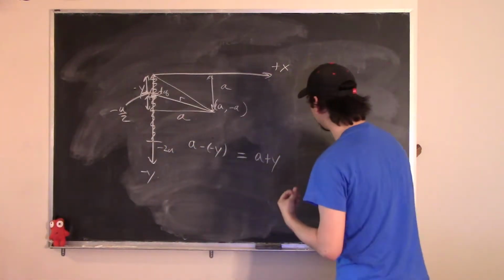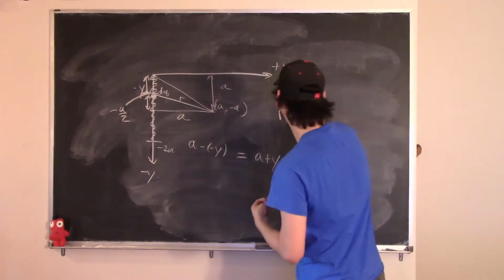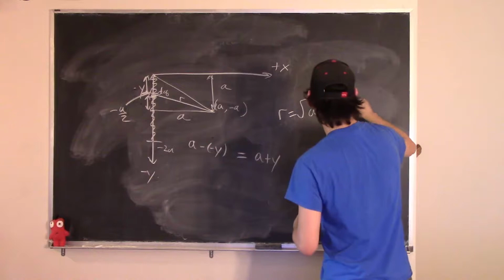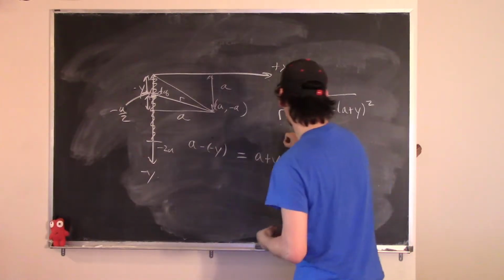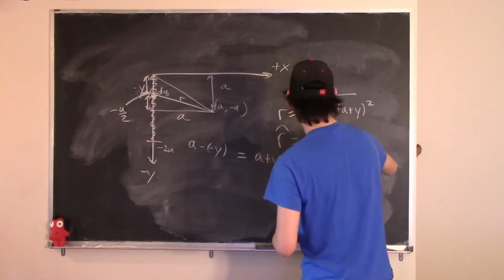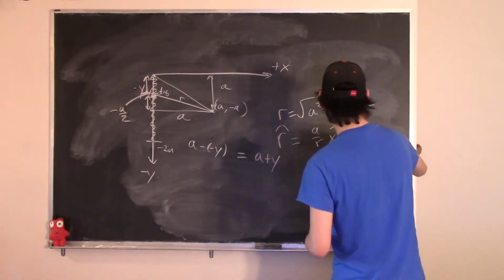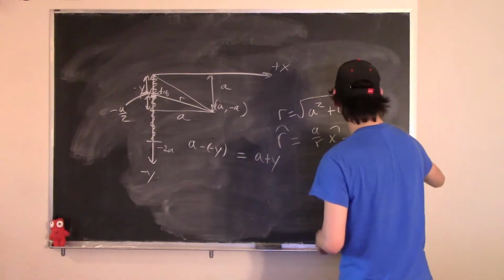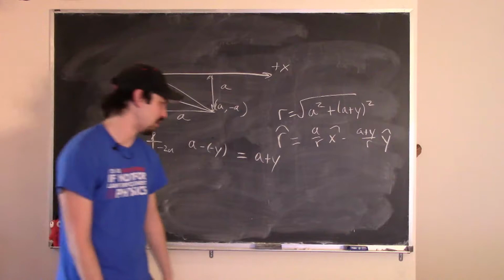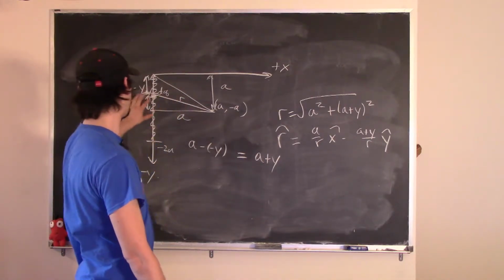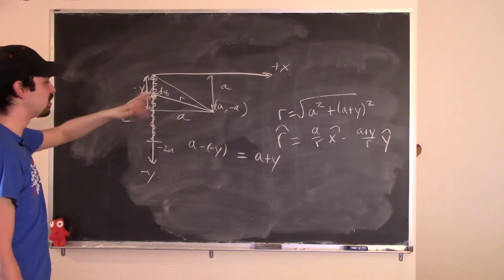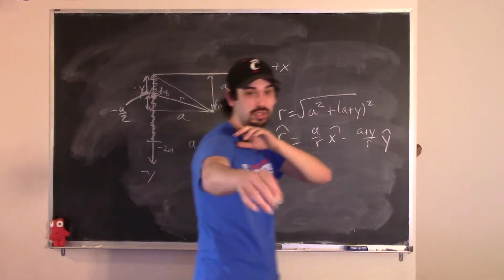So really, in my answer, what I need to have is r is equal to the square root of a squared plus (a plus y) squared, and r hat is equal to a over r x hat minus (a plus y) divided by r y hat. And like I said, this is more complicated than something I would ask you, partially because of these issues with negative signs.